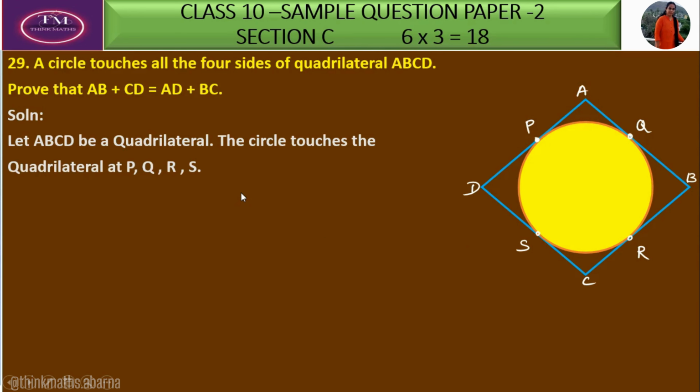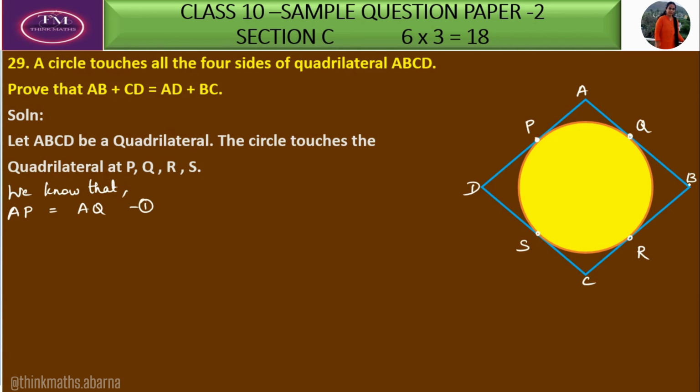Now let us start the solution. So ABCD is a quadrilateral and the circle touches the quadrilateral at P, Q, R, S. What we know? AP and AQ are tangents to the circle from an external point A. We know that the lengths of the tangents from an external point are equal. So AP will be equal to AQ, first equation.